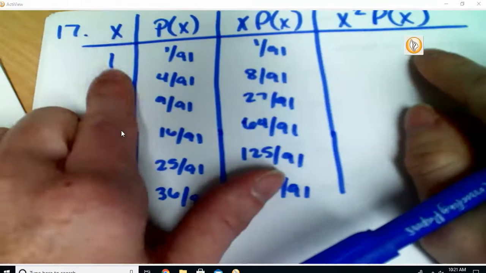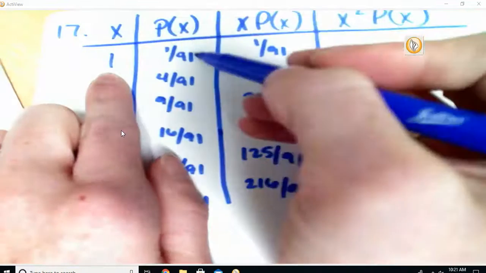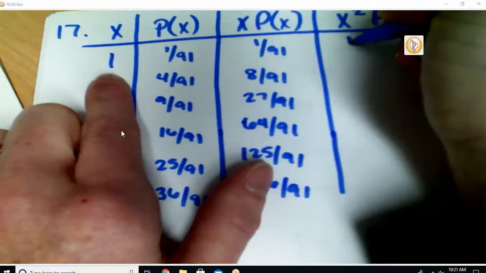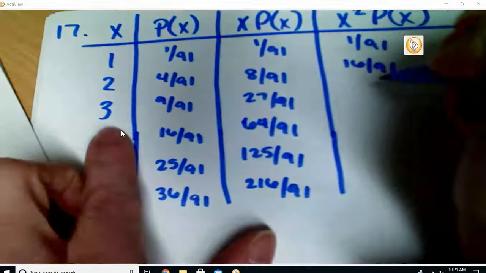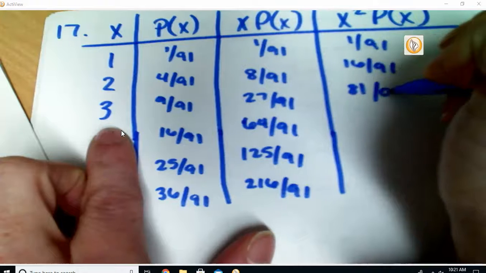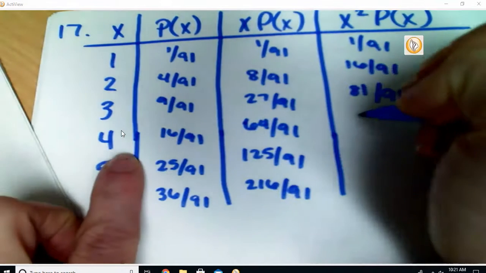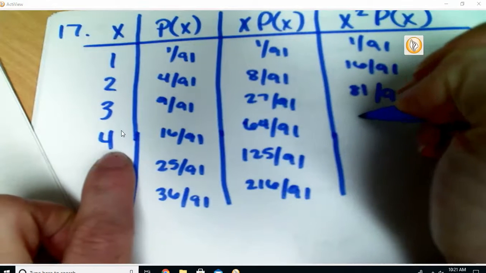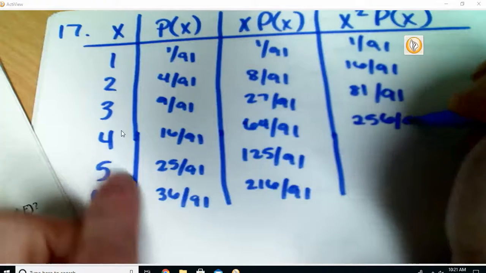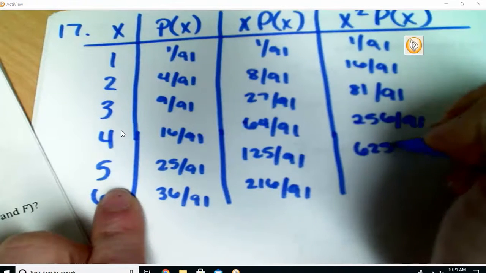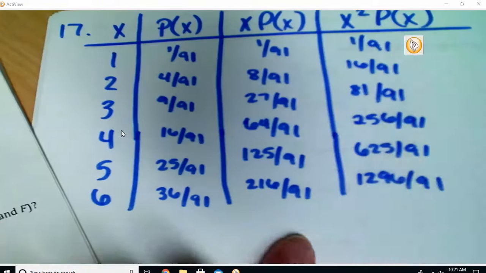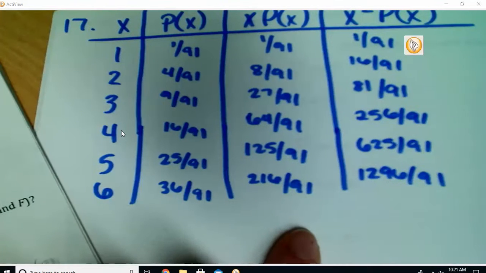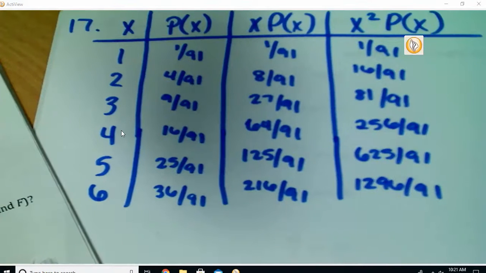X squared P of x. So you take your x, you square it times the probability. So 1 squared times 1 over 91. 2 squared is 4 times 4 over 91 is 16 over 91. 3 squared is 9 times 9 over 91. 4 squared is 16, so we get 256. 625 over 91. 1,296 over 91. Does everybody know how I got that table? And again, you could have done decimals, but the fractions were just easier, I thought.